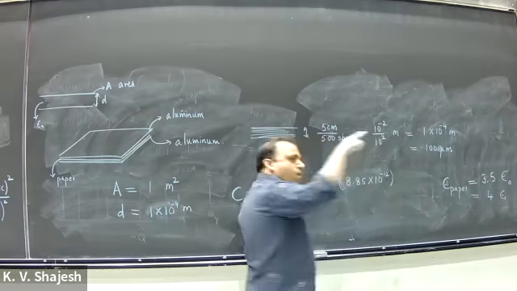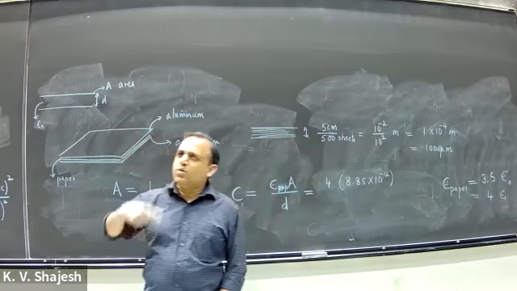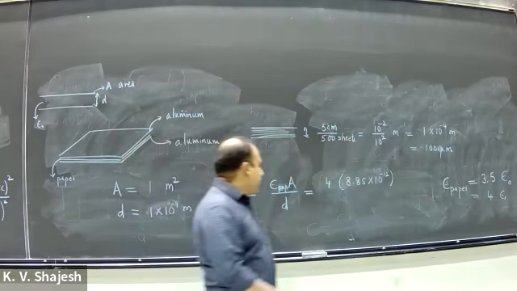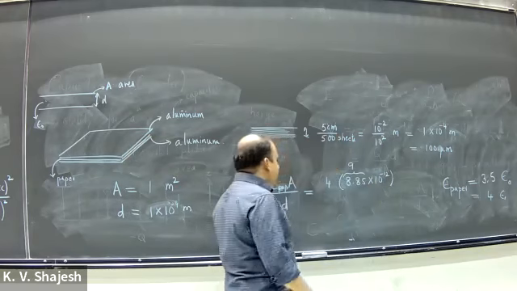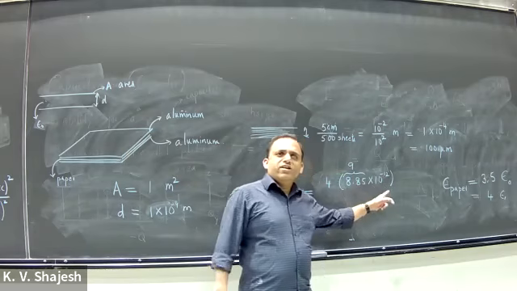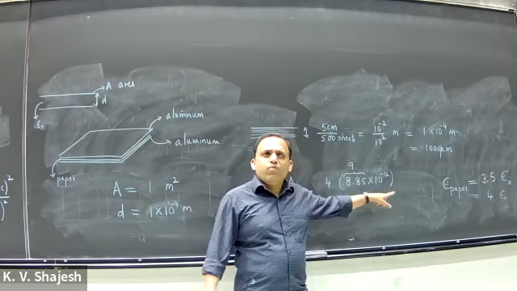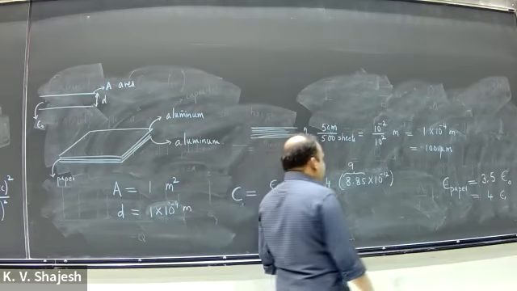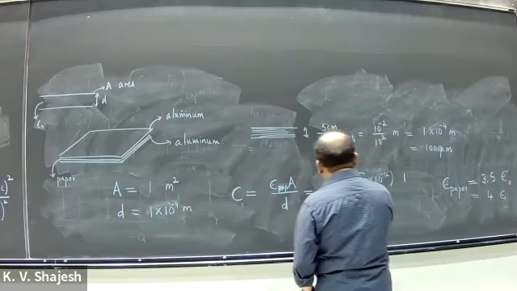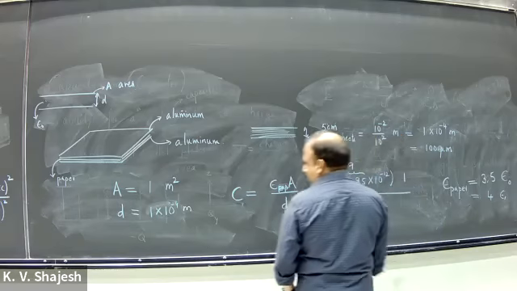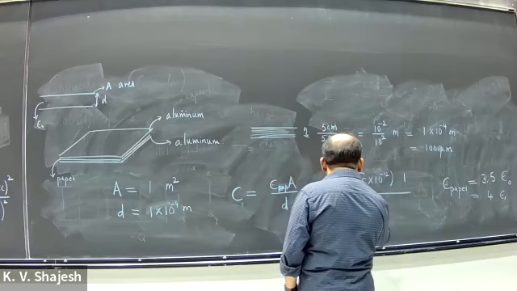We have been using 1 over 4 pi epsilon. That comes out to be 9 into 10 raised to 9. So to one digit, this is just 9. But this is not 9 into 10 raised to 9. This is the denominator of 1, so don't confuse with that. Area is 1, and divided by 10 raised to minus 4.